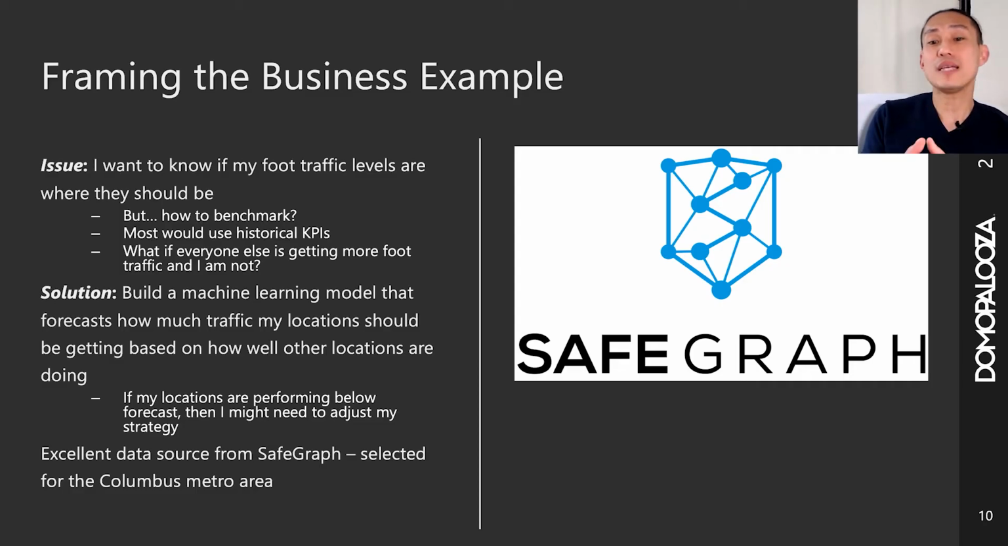And so one of the ways that you can solve this problem is to build a machine learning model that uses other people's traffic to essentially guesstimate how much traffic I should be getting. So if other people are doing well in the same region, the same business area, I should be seeing fairly similar numbers. So this is one of the ways to use machine learning as a benchmarking and forecasting approach, allowing me to take these insights and start to adjust my business strategy.